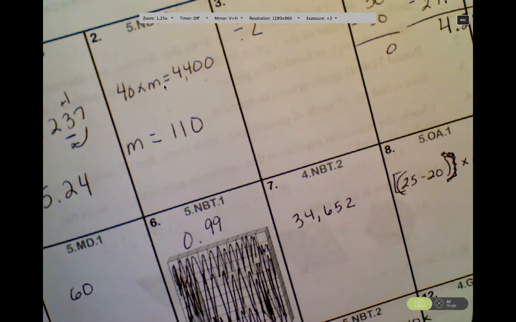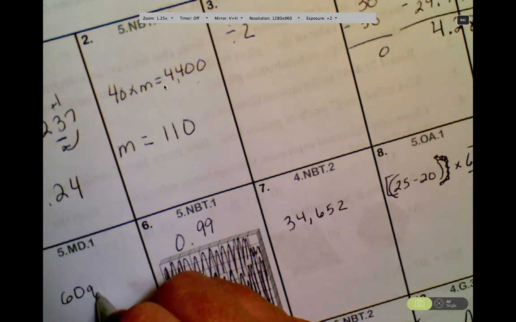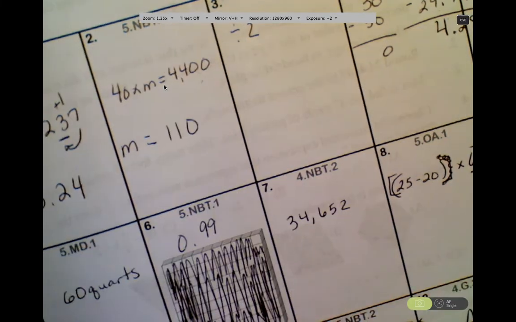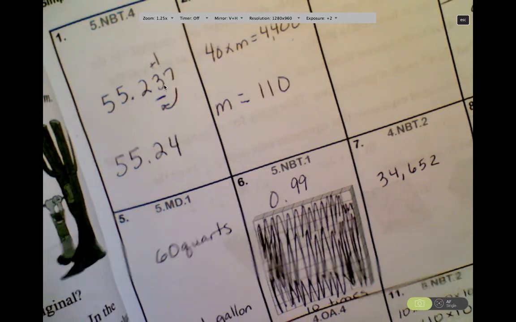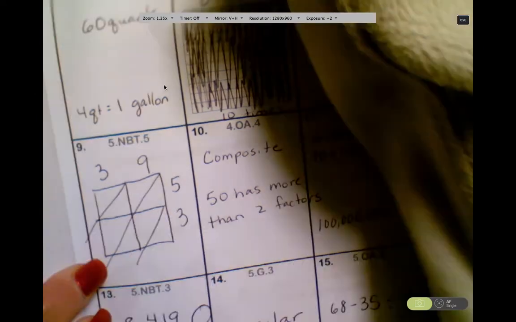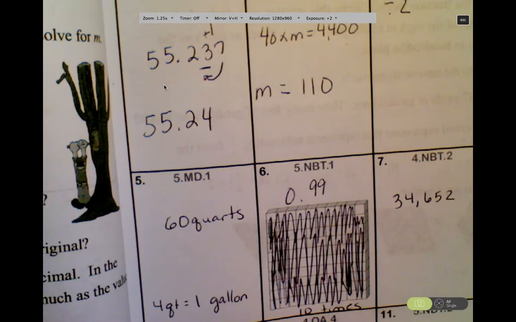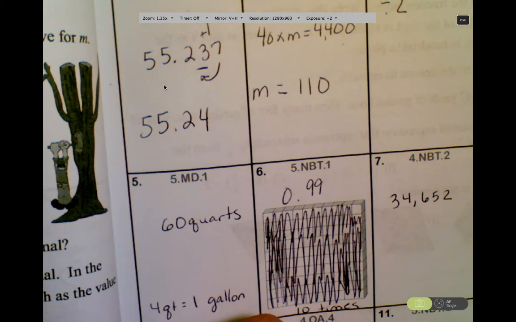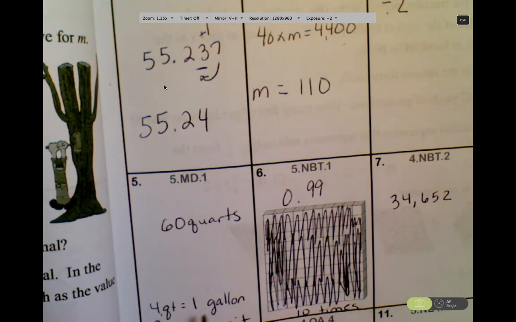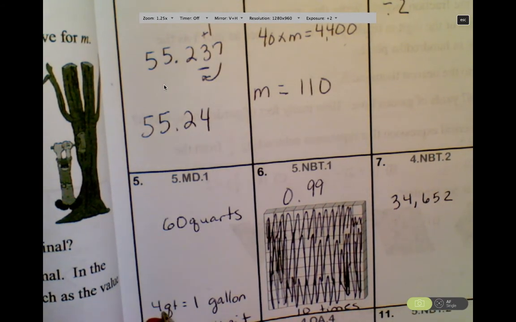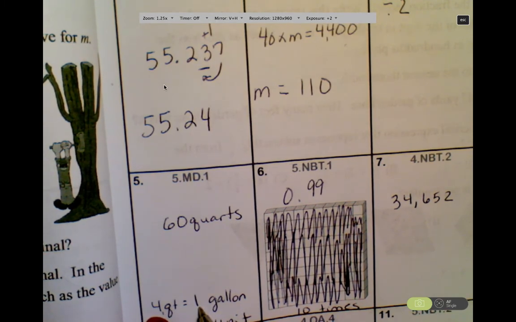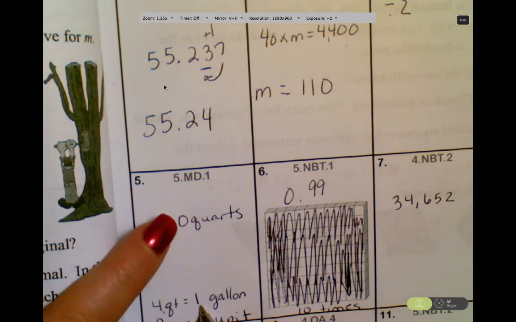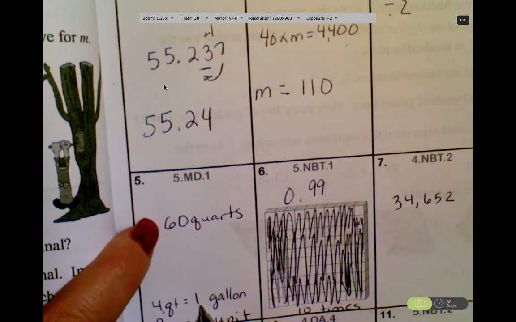Wonderful. Okay, looking at number 5, I am going to change 60 quarts to gallons. Well, I know that gallons are bigger than quarts, so I'm going to have fewer gallons, because 4 quarts equal 1 gallon. Well, if this number is a 4 and now it goes to a 1, that tells me there's going to be fewer.